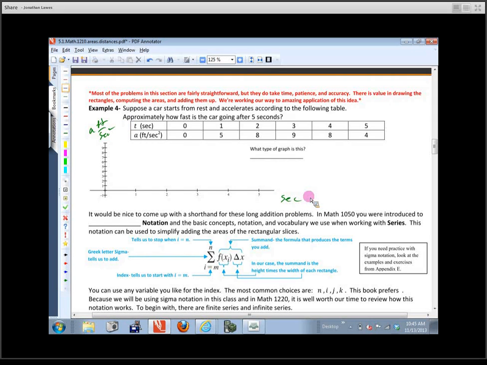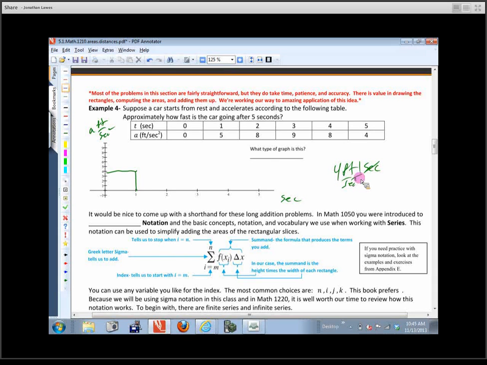So don't look at the data yet. Let's say I drew a rectangle on there. How tall is that rectangle? 4 feet per second squared, right? Yeah. How wide is it? 1 second. What would 4 feet per second squared times 1 second be? 4 feet per second. Okay?